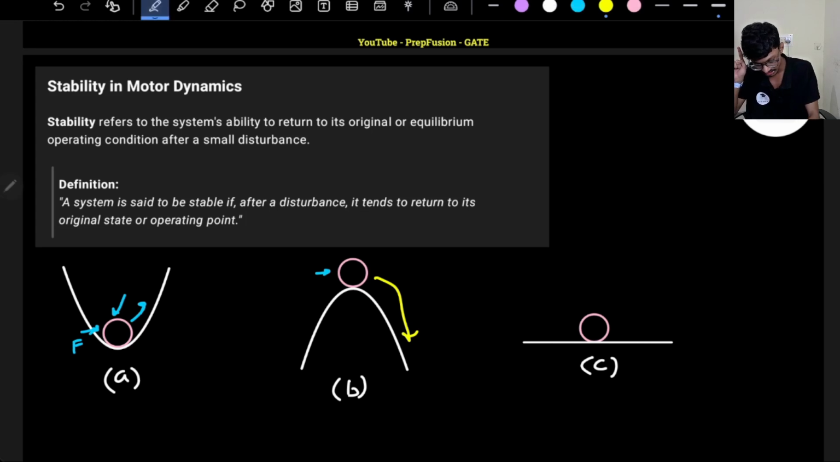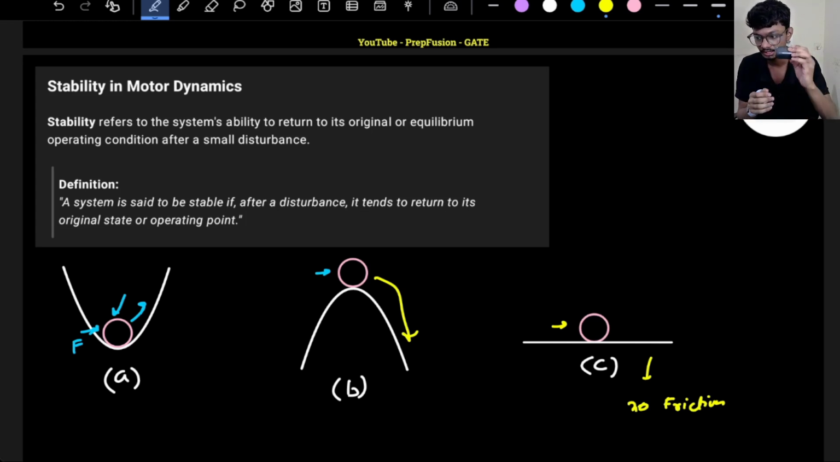Why? Because if I disturb it, and I assume that there is no friction, this will move with a constant speed. So I give a small disturbance to this. I don't have any ball, but if you see, this is the object, and if I give it a small disturbance, it will move forward. But here I have friction, so it stops. The assumption is that here there is no friction.